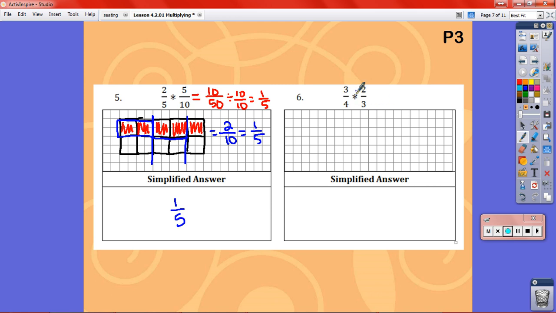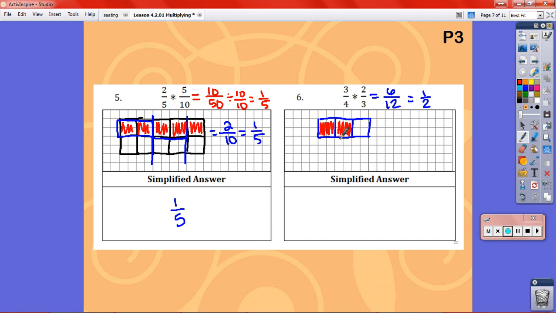3/4 times 2/3. 3/4 of 2/3. 3 times 2 is 6, and 4 times 3 is 12. That's the same as 1/2. Let's see it on a picture. 3/4 of 2/3. Well, let's look at 2/3. There we go. 2/3. We need 3/4 of that.